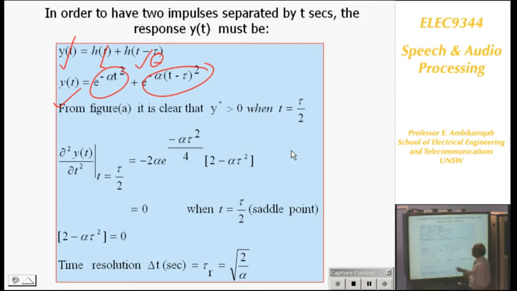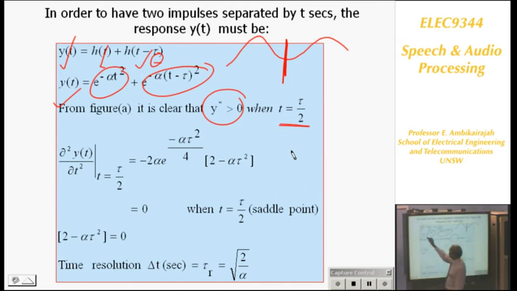Now, from the previous figure, we can say that if you are to identify both pulses, y double dash should be greater than 0 at the middle, at tau over 2. When you look at the peak there, at that point, y double dash should be greater than 0. So we take the second derivative and evaluate it at this point. This is t equal to 0, this is tau over 2, this is tau, right, that's the length.